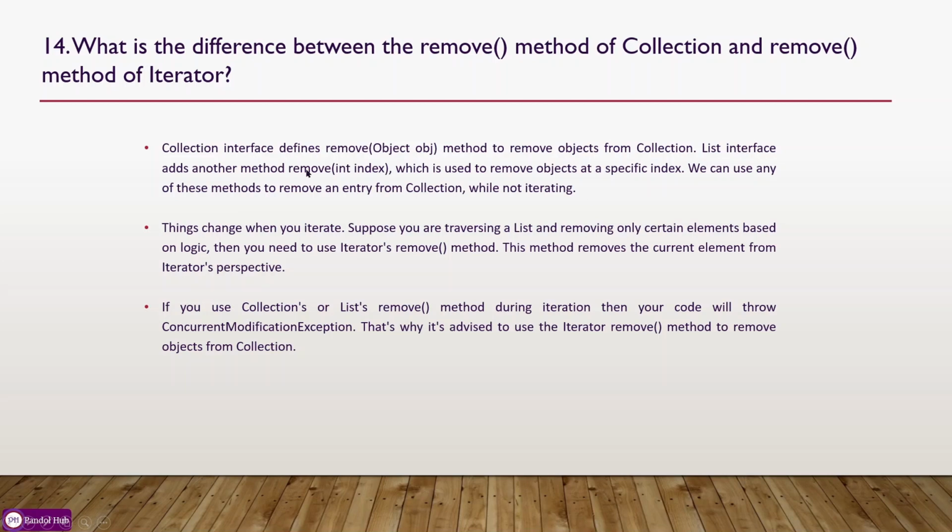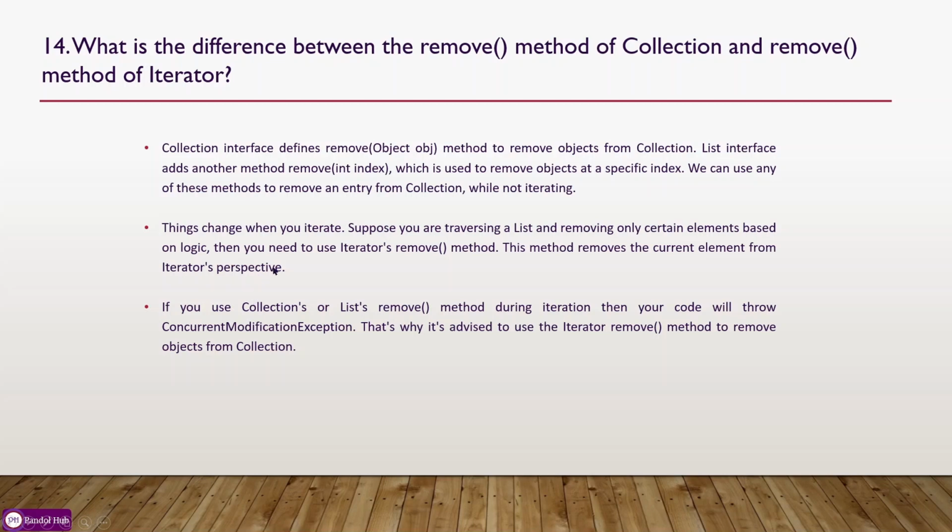So we have two methods. One is remove of object, which removes the element from a collection, and the list interface provides an additional remove method which takes the index, so at that particular index we can remove the element from the list. Things can change when you iterate. Suppose you're traversing a list and removing only certain elements based on logic, then you need to use the iterator's remove method. This method removes the current element from the iterator's perspective.